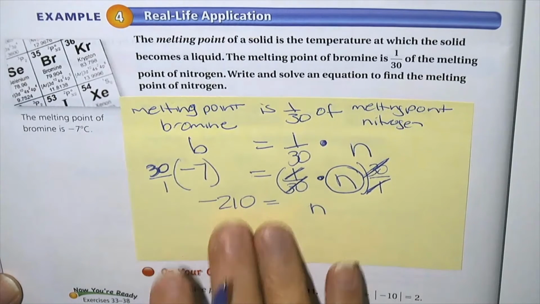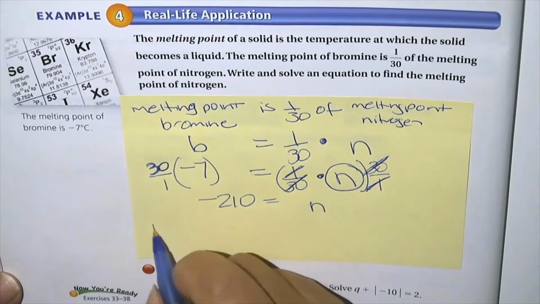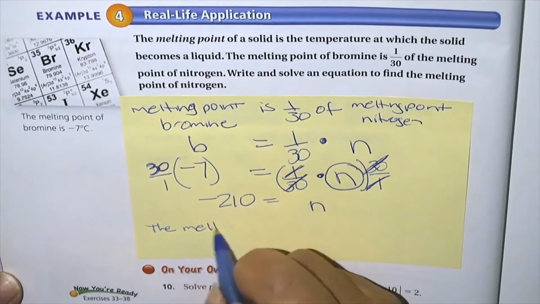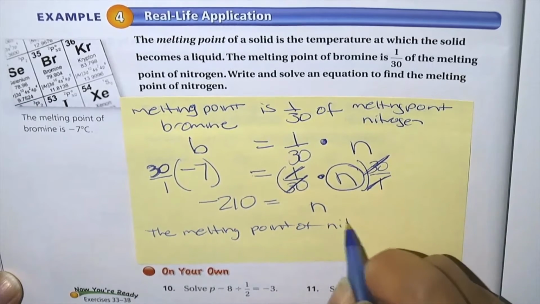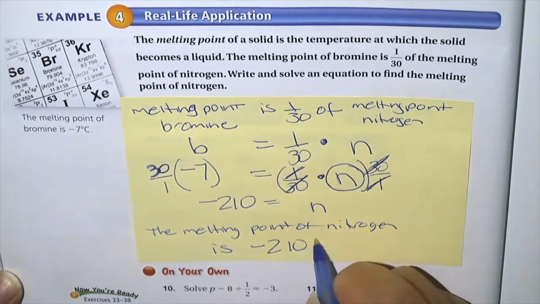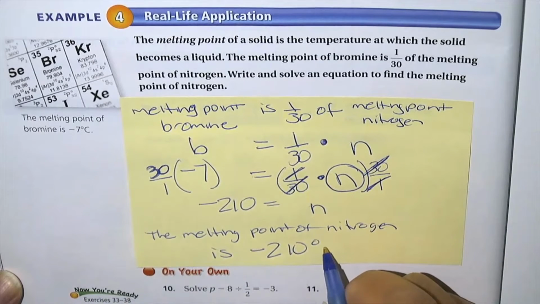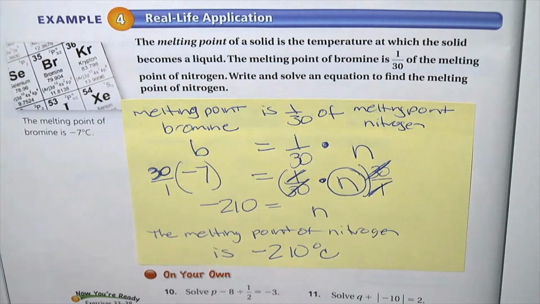So just getting an answer is not enough. You need to know what that answer means. And what this answer means is the melting point of nitrogen is -210 degrees Celsius. So when you're doing word problems, getting an answer is not enough. You have to understand what that answer means.